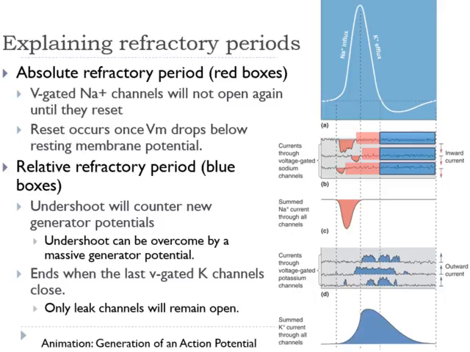The relative refractory period will end when the last of the voltage-gated potassium channels, these extra potassium channels, finally close and your membrane gets back down to your resting membrane potential. And until that time, you're basically in a relative refractory period. This whole thing happens in like 2 to 3 milliseconds. So it's not like we're dealing with a really long period of time.